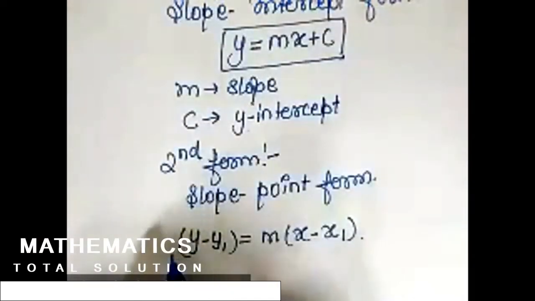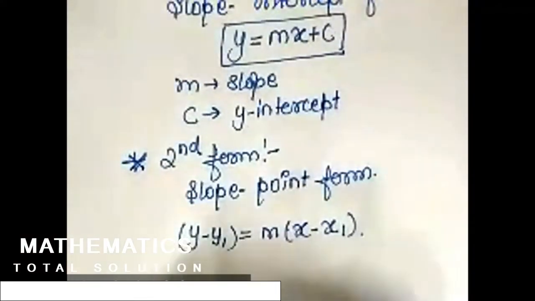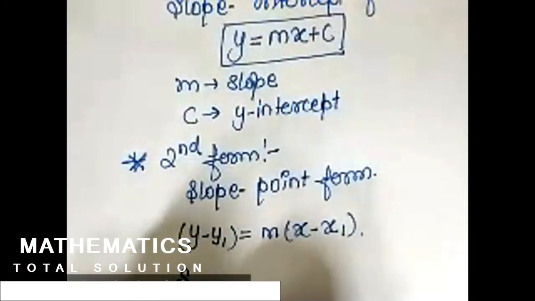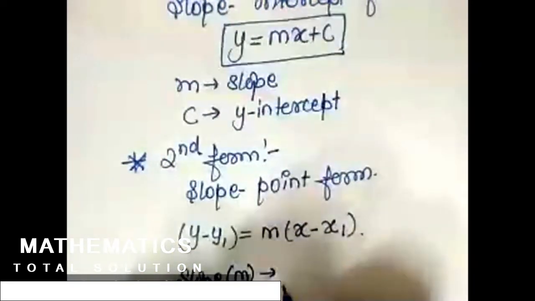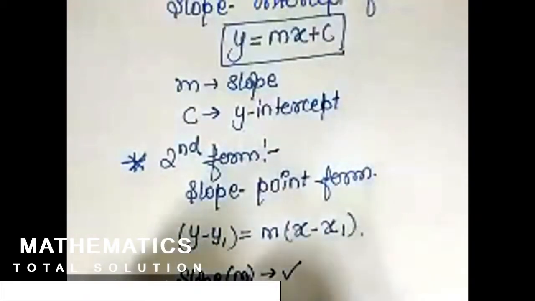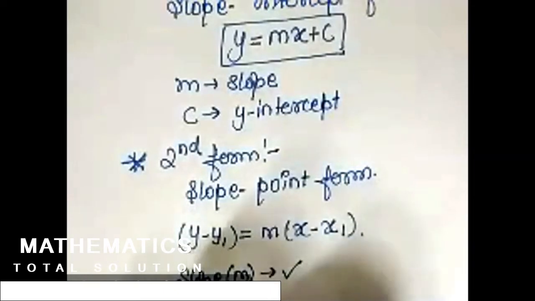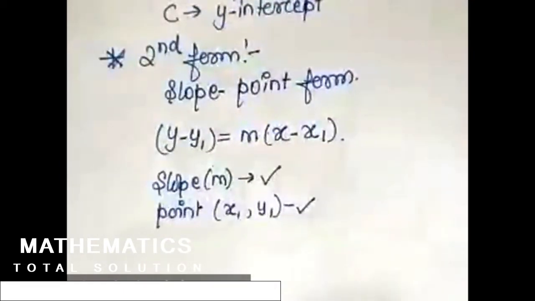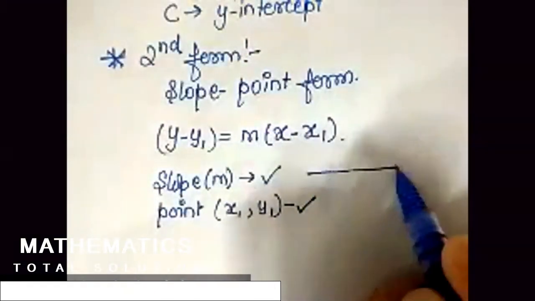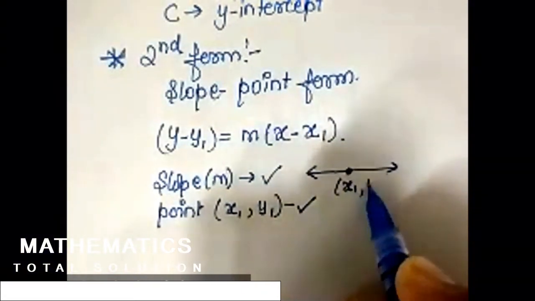Now we'll say, sir, when do we use this one? When do we use this second form? We use this second form, beta, whenever slope of the line is given, all right? And a point on the line is given. And this point will be (x1, y1). All right? So this means this line passes through the point (x1, y1).